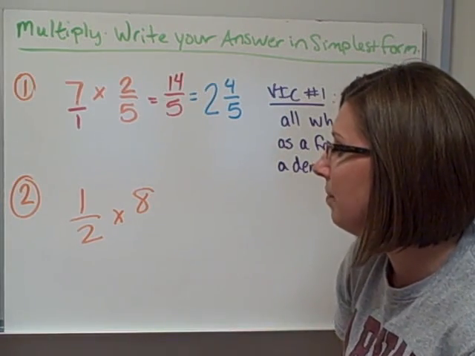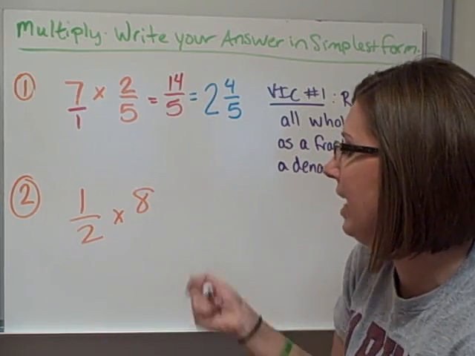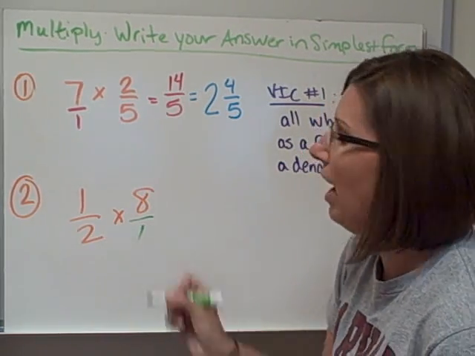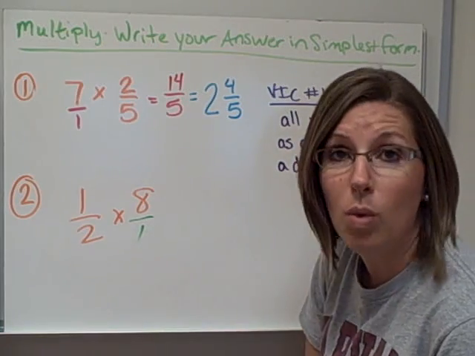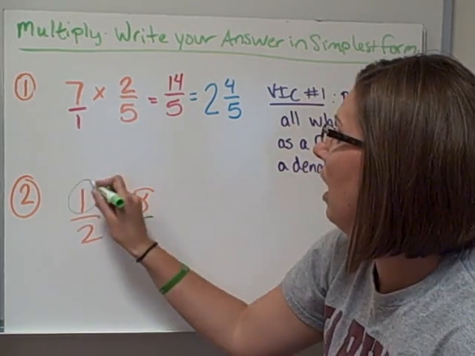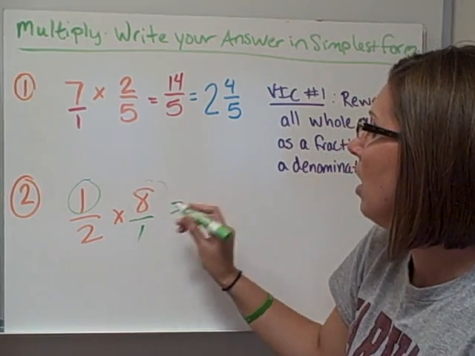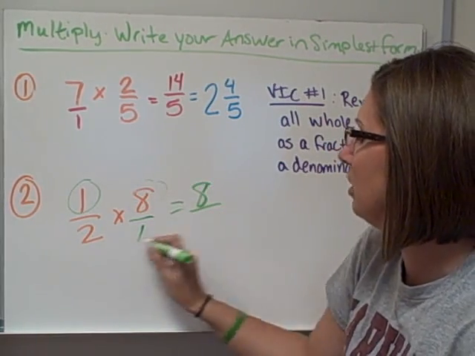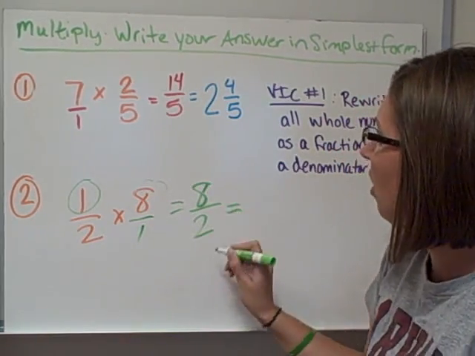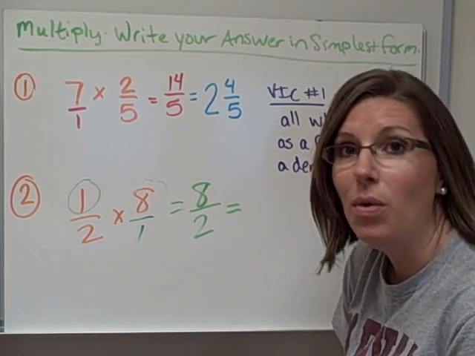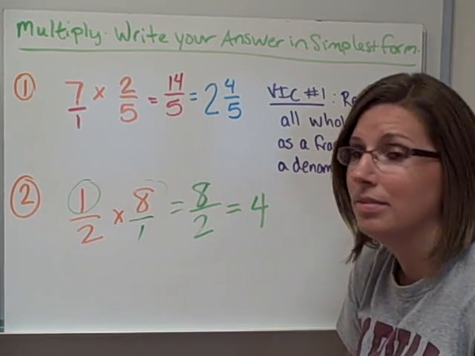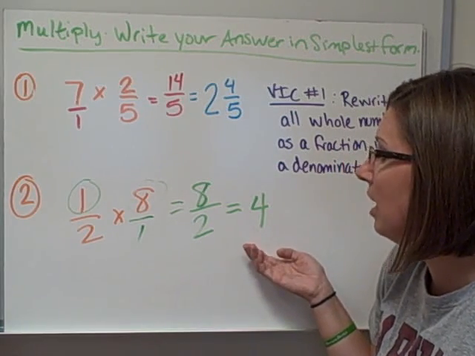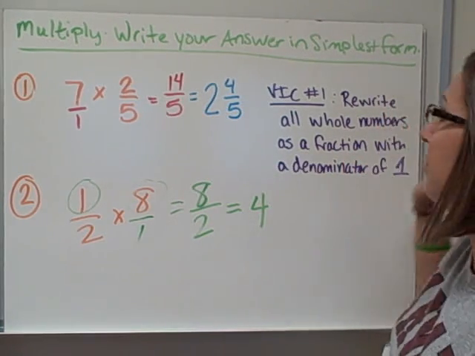Here on number 2, I've got 1/2 times 8. And remember, if I have a whole number, I just create a fraction with a denominator of 1. I can multiply the numerators and get 8, multiply the denominators and get 2. 8 divided by 2 is 4. So I'm allowed to have a whole number as my answer. So 1/2 times 8 is 4.